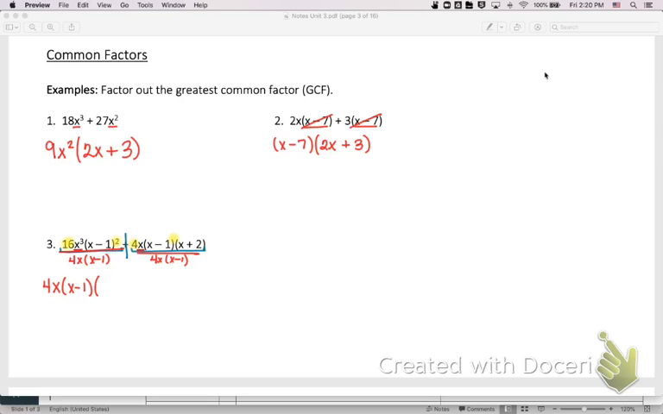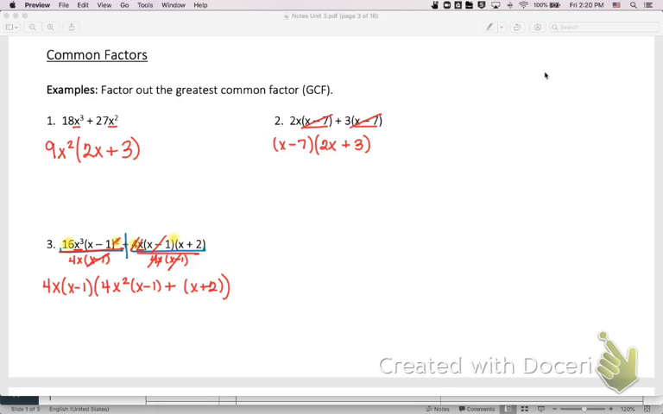16 divided by 4 is 4. X cubed divided by x is x squared. And if I have two of these x minus 1's and I cancel one of them out, I'm going to be left with x minus 1. Plus, the 4's cancel, the x's cancel, the x minus 1's cancel, and I'm just left with x plus 2.